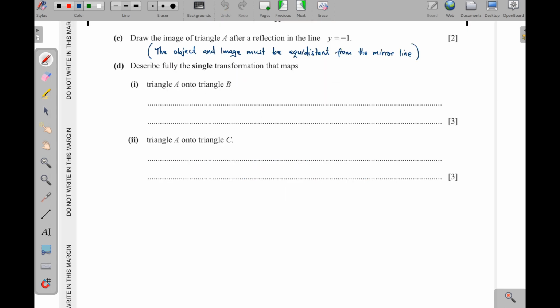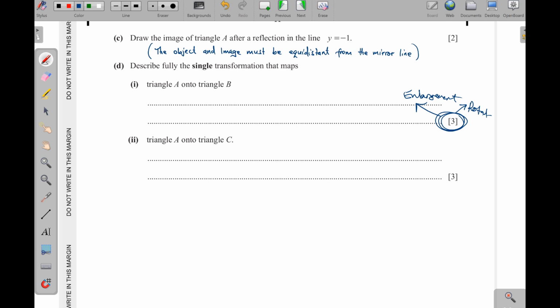The next part D: describe fully the single transformation that maps triangle A onto triangle B. I've already said you always look at the number of marks which are given here. Here we are seeing a 3. That means you think about enlargement, okay, or rotation.